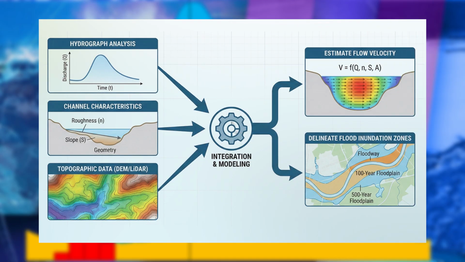A key concern in hydrology is determining not only how much water flows through a catchment, but also how rapidly it travels. So, hydrographs help address both aspects by representing variation in discharge over time. When combined with channel characteristics and topographic data, hydrograph analysis can be used to estimate flow velocity and delineate potential flood inundation zones, which is vital for disaster preparedness and land use planning.